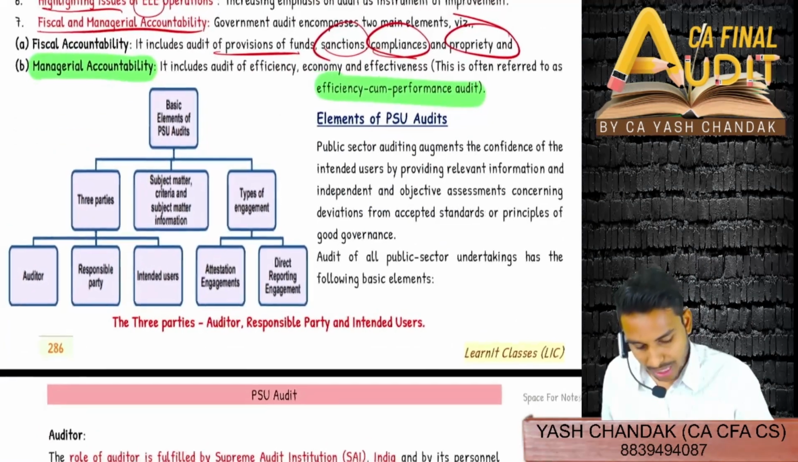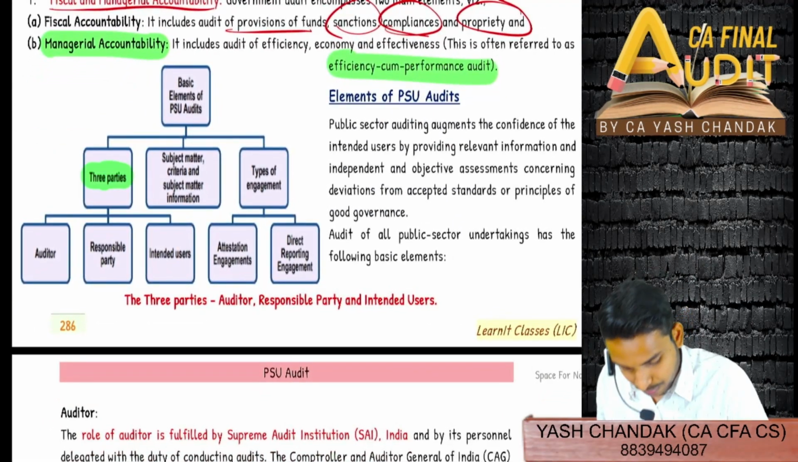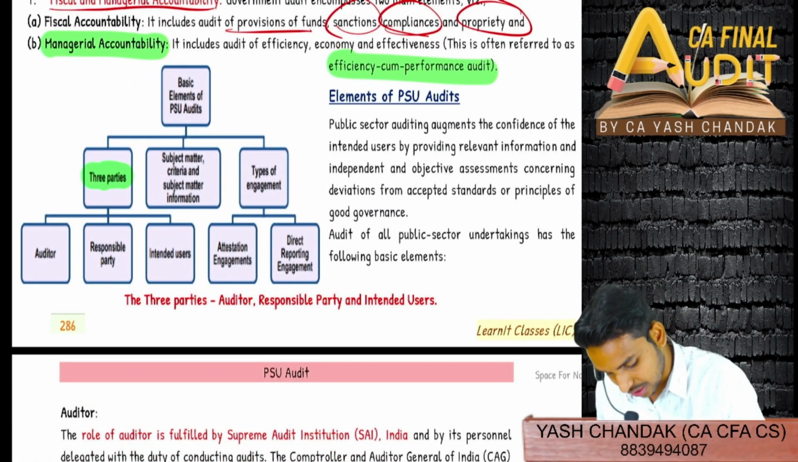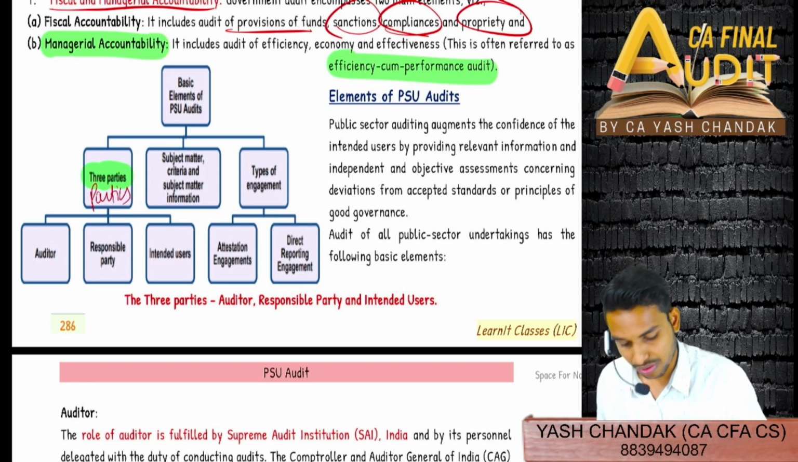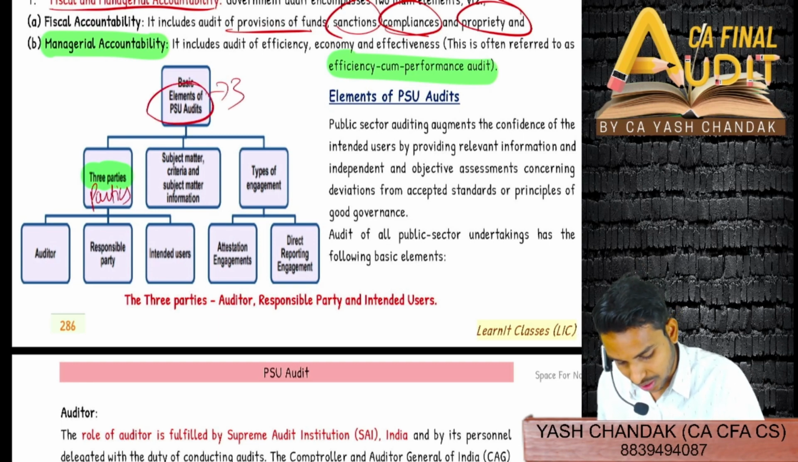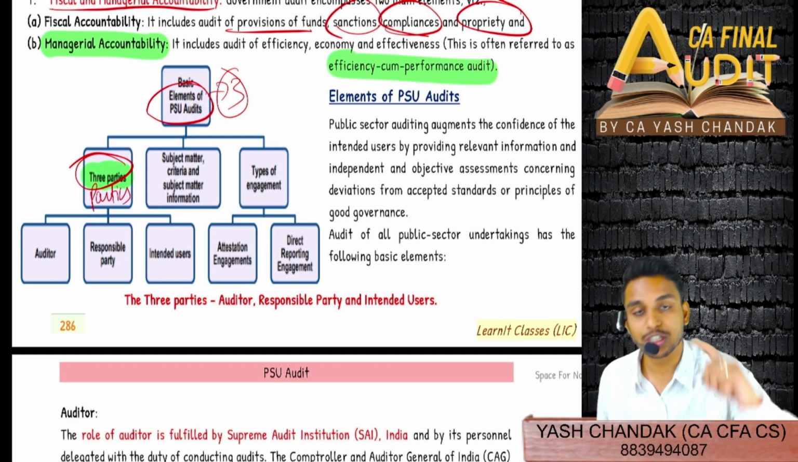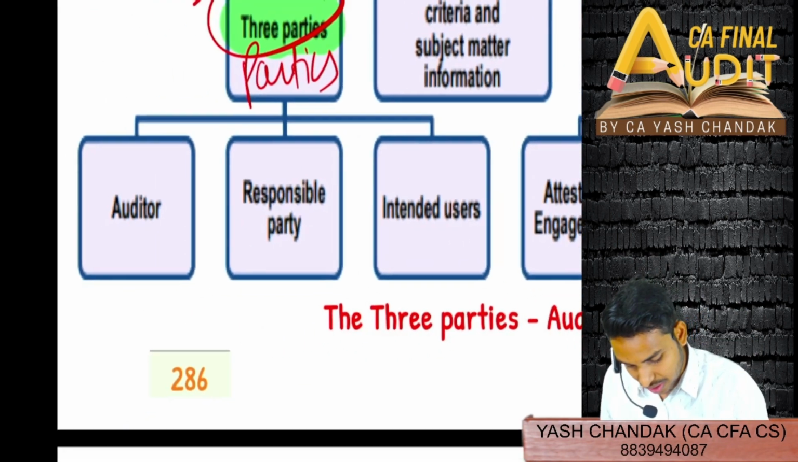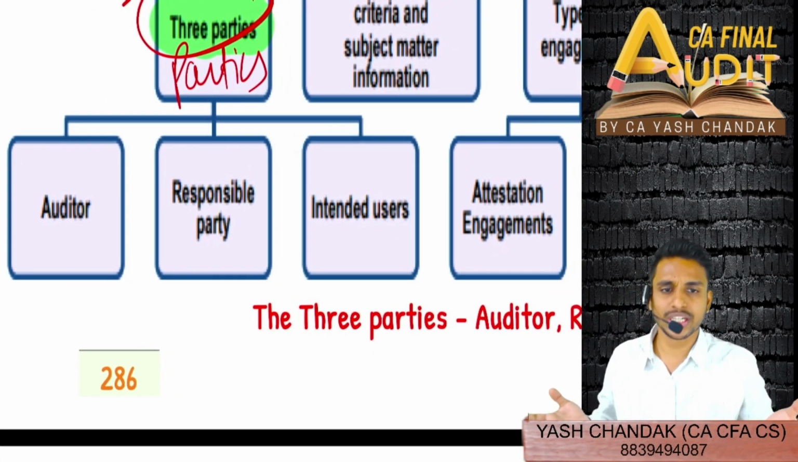Let's come to the elements of PSU audit. Basically, there are three elements. One is the parties involved. How many parties are involved? Three parties. So the elements are three, and the parties are also three. So firstly, we'll talk about the three parties. What are the three parties?